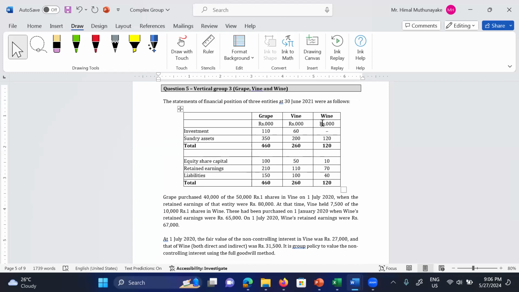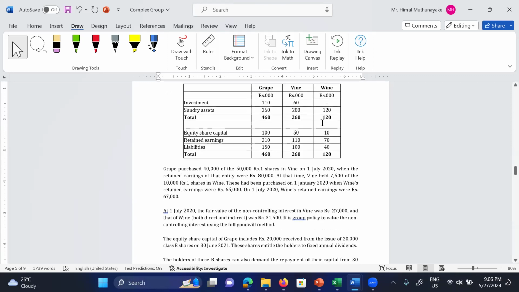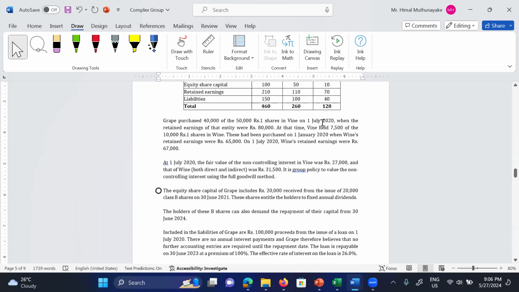At that time, Vine held 7,500 of the 10,000 rupee one shares in Wine. These had been purchased on 1st January 2020, when Wine's retained earnings were 65,000. On 1st July 2020, Wine's retained earnings were rupees 67,000. At 1st July 2020, the fair value of the non-controlling interest in Vine was rupees 27,000, and in Wine 31,500. It is group policy to value the non-controlling interest using the full goodwill method.